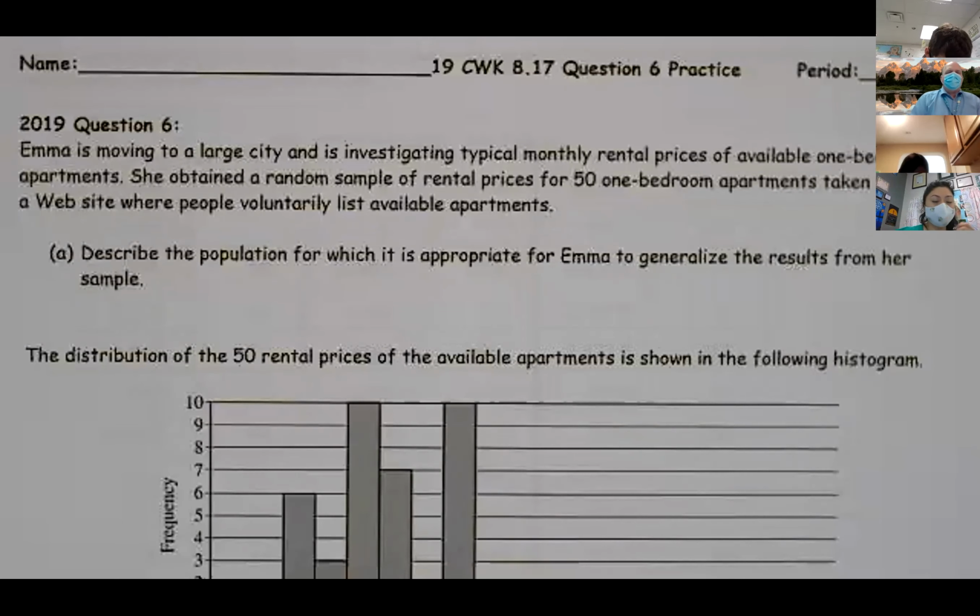All right, so Emma, this is 2019 question 6. Emma is moving to a large city and is investigating typical monthly rental payment prices of available one-bedroom apartments. She obtained a random sample of rental prices for 50 one-bedroom apartments taken from a website where people voluntarily list available apartments. Describe the population for which it is appropriate for Emma to generalize the results from her sample.